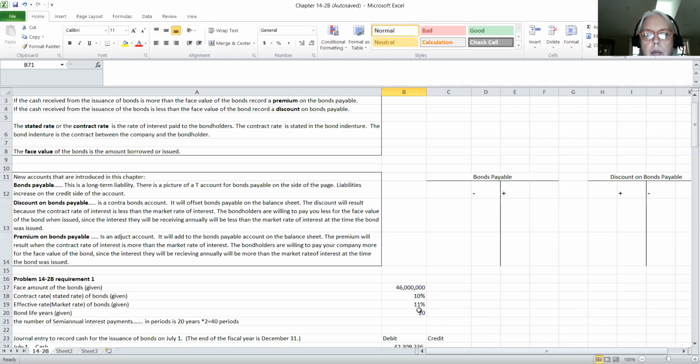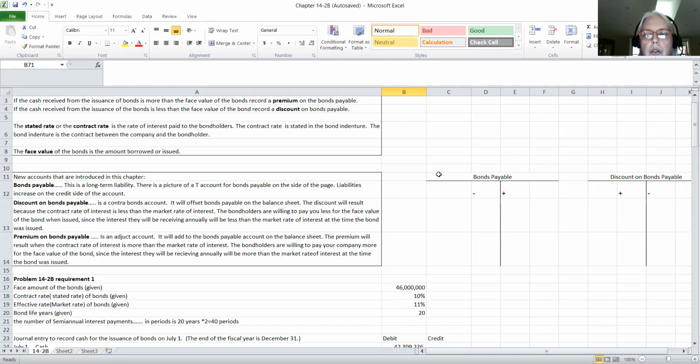Now notice on this problem that they also have a market rate of interest, which is sometimes called the effective rate of interest, at 11%. Since the market rate of interest is higher than the contract rate of interest, in this case, we are going to be selling the bonds at a discount. So what that means is the cash that we will be receiving in this particular problem is going to be less than the face value. And if the cash is less than the face value, then we're going to sell the bonds at a discount.